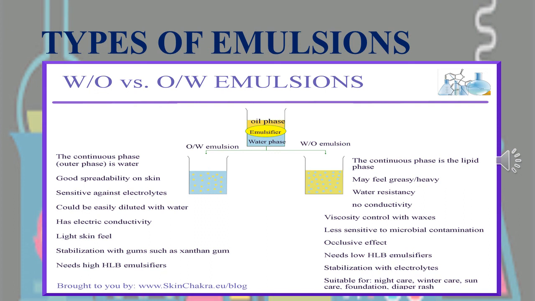For example, oil and water can form an oil in water emulsion, represented by O/W, for example cream, where the oil droplets are dispersed in water. Or they can form a water in oil emulsion, represented by W/O, for example butter, with water dispersed in oil. So these are the types of emulsion.